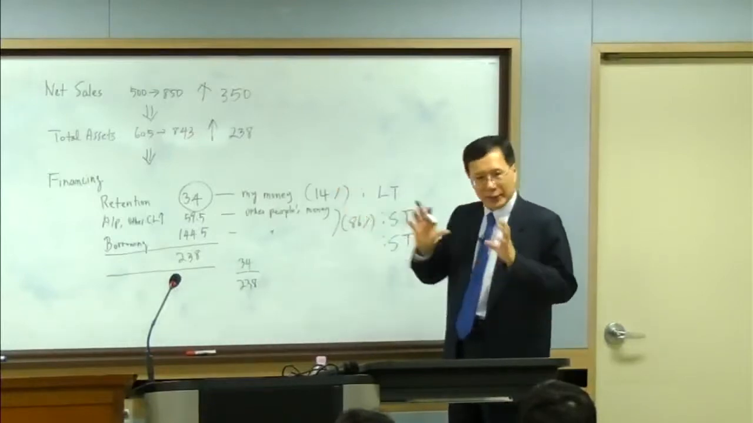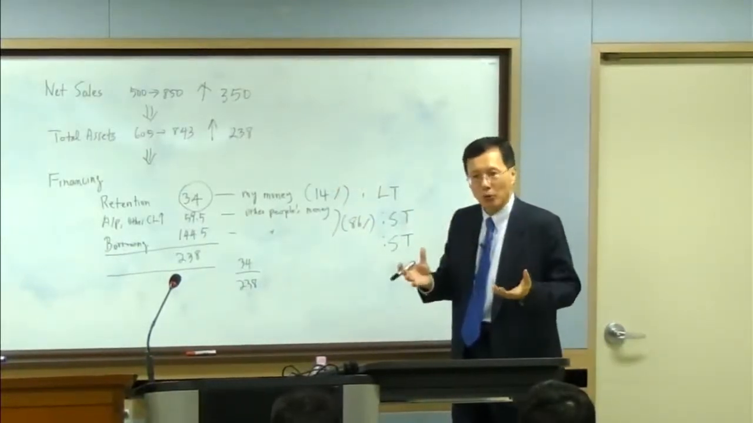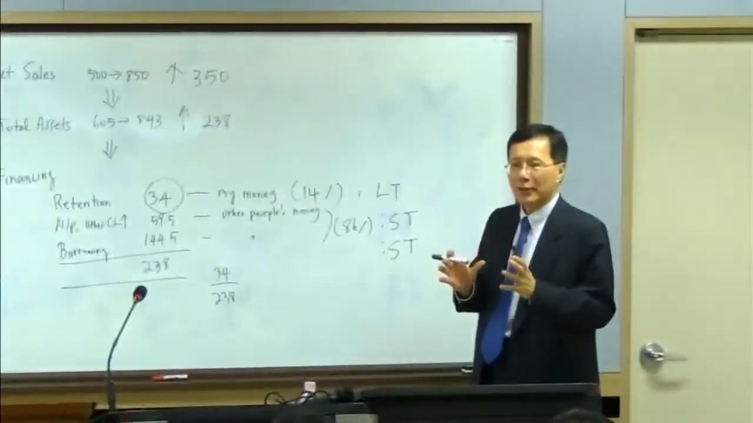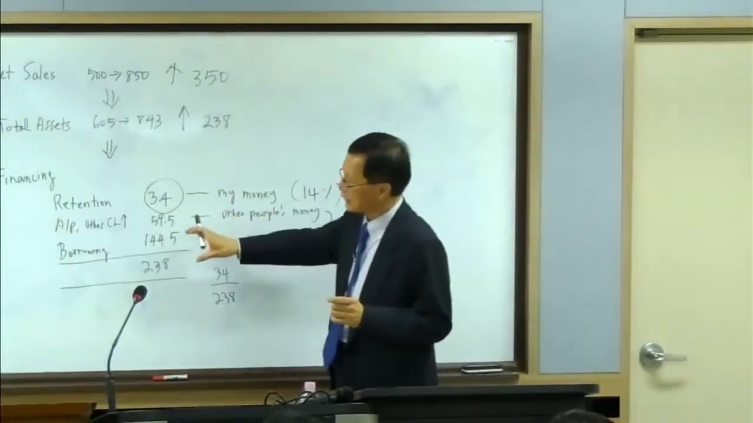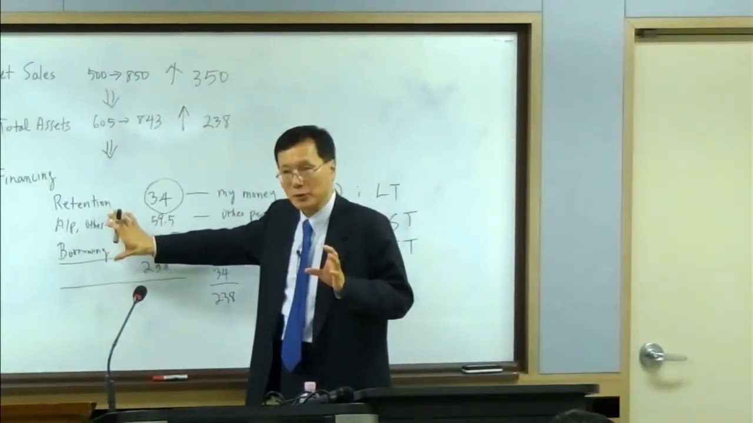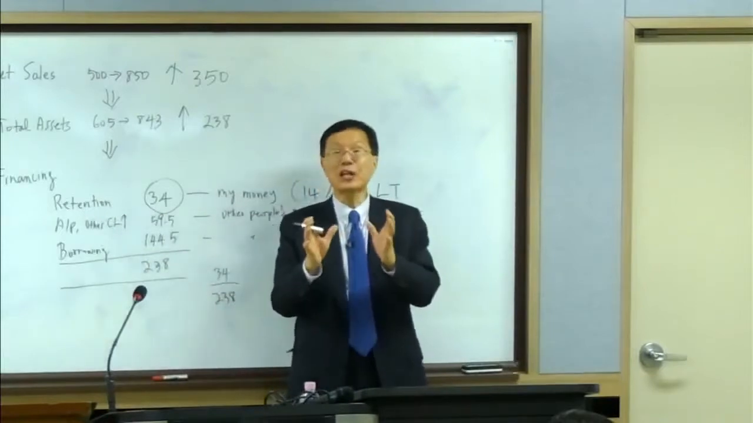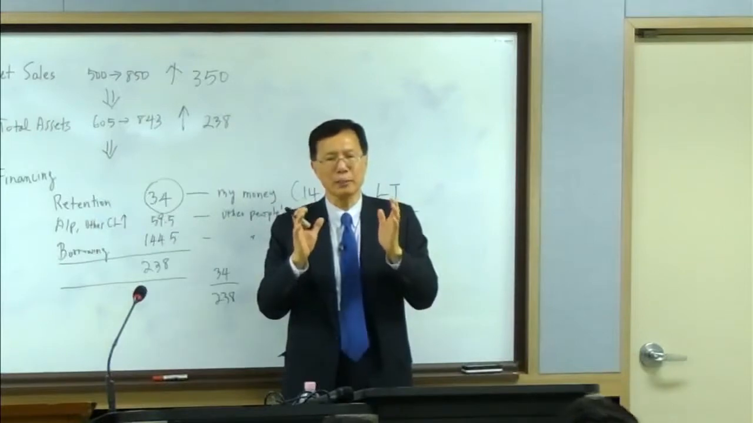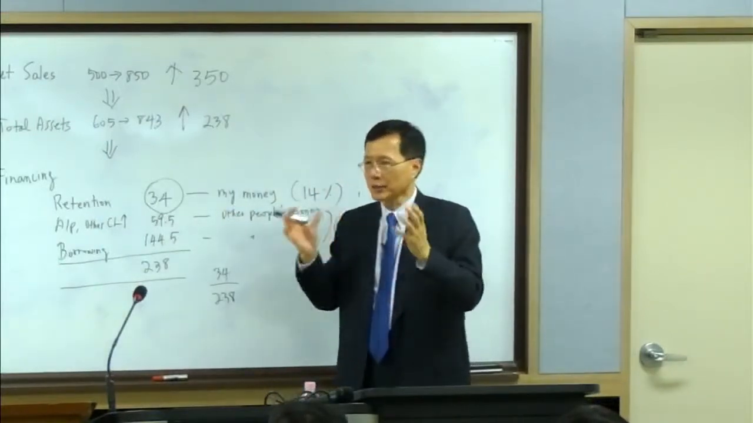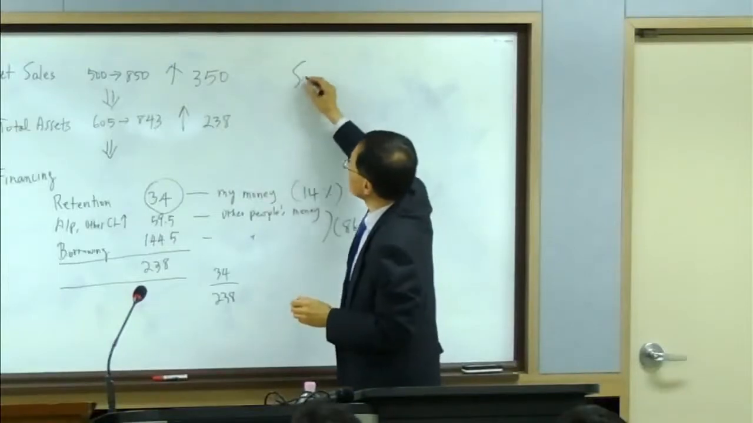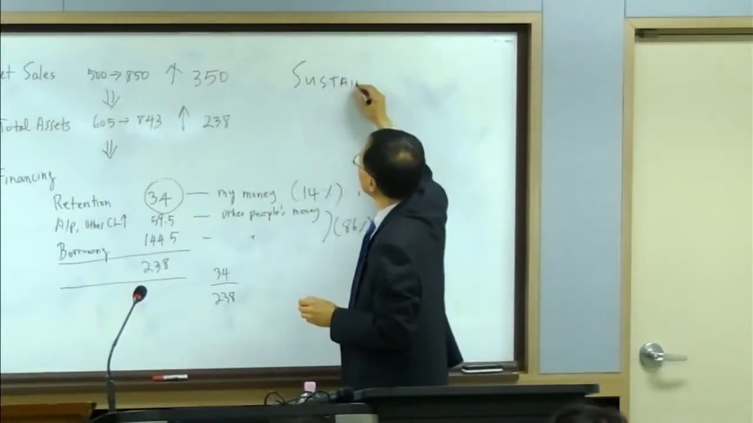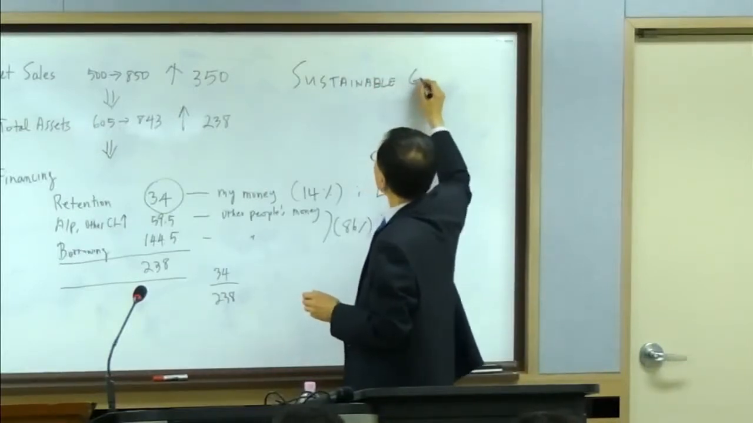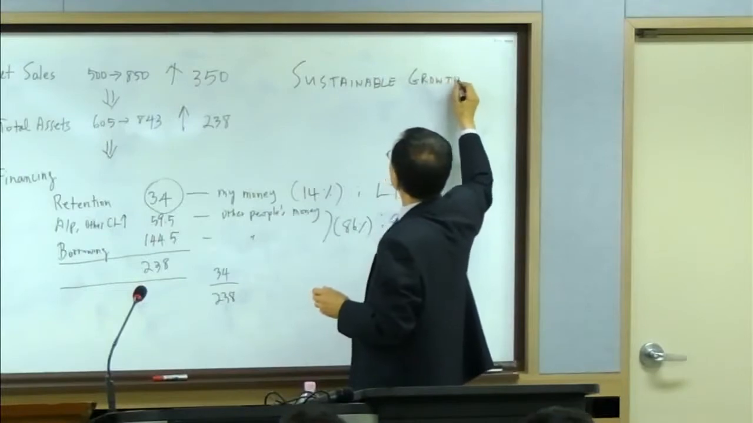For a company to grow at the level that will not affect current capital structure, current debt ratio. How much can the company grow without affecting current capital structure is called sustainable growth. Sustainable growth rate.